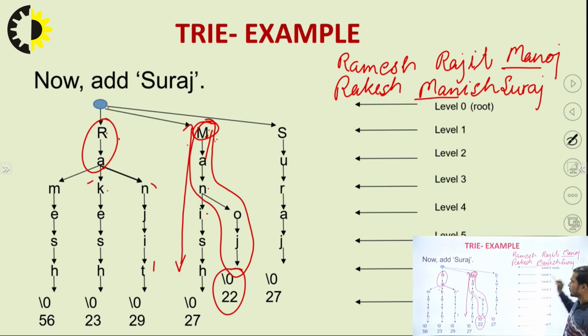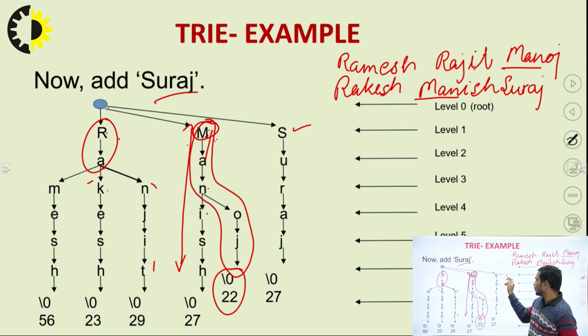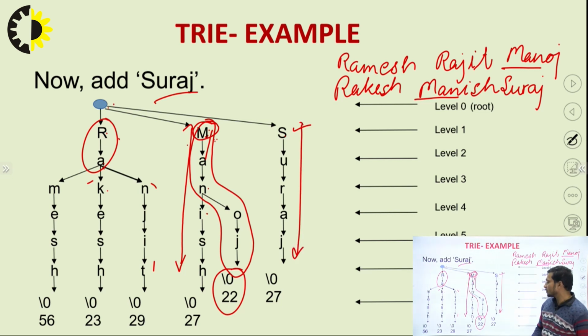Now, after that, if we are going to add Suraj, we are going to add Suraj here. For Suraj, there is nothing common between the data which is already stored in this trie and the new string we are going to add. So, the new string is Suraj and there is nothing common. So, what will we do? We will assign a different node for S and then we will store Suraj like that.